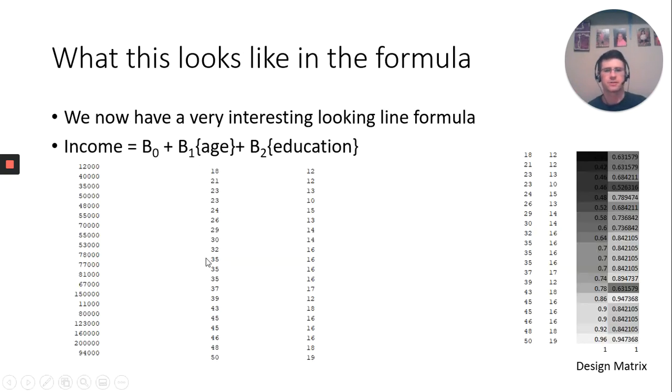So this is what it would look like. We have income. Here's my array for income. We have beta naught. We're going to ignore that for now, but you probably shouldn't. We have beta 1, which is an unknown. And we have age, which is my ages. We have beta 2. Again, it's an unknown. And there we go. Here's the actual design matrix here. These two columns here, if you notice, it's age and education, age and education.